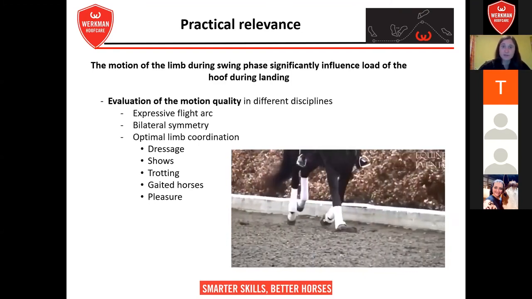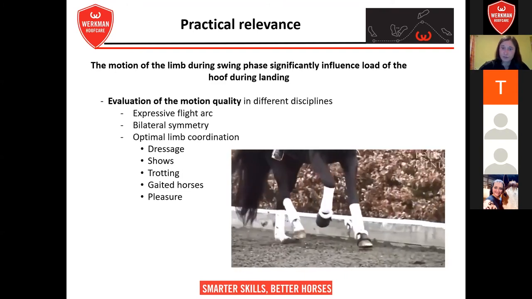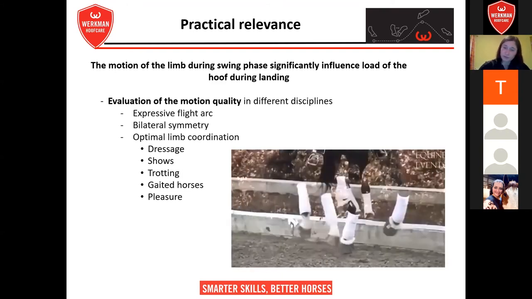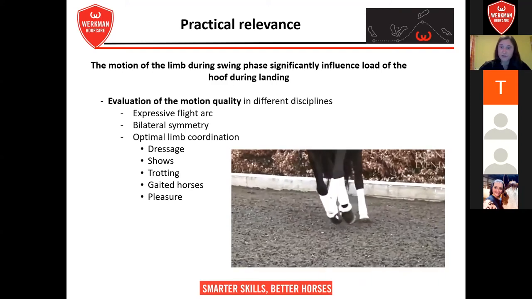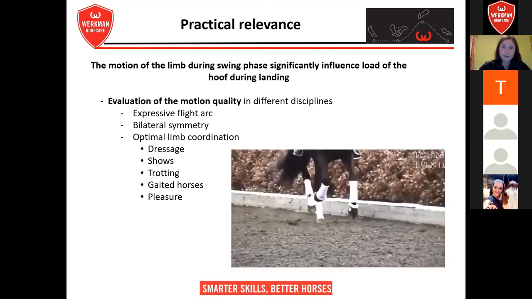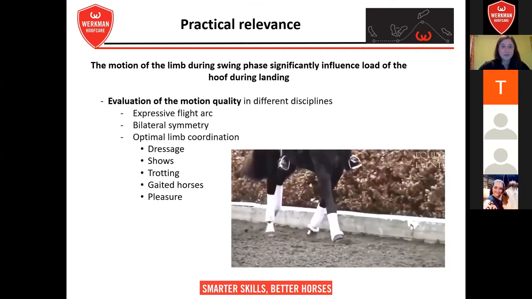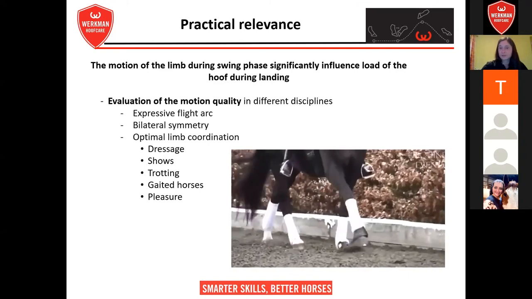And that's why the swing phase also influences the load of the hoof during landing. So the way the hoof is moving during swing phase affects the landing of the hoof in the initial ground contact. And the second practical relevance is that we evaluate motion quality in different disciplines.